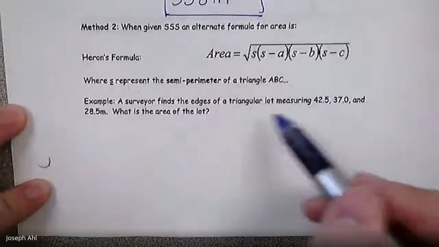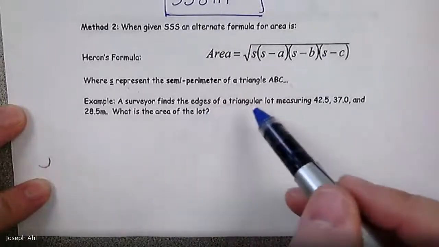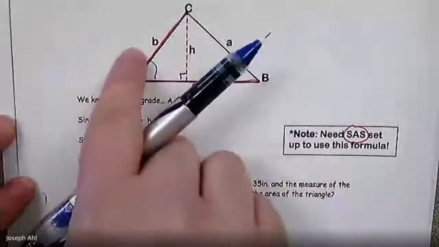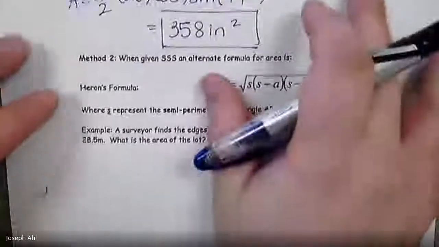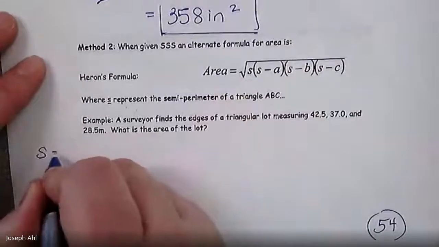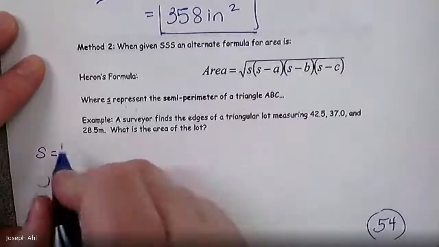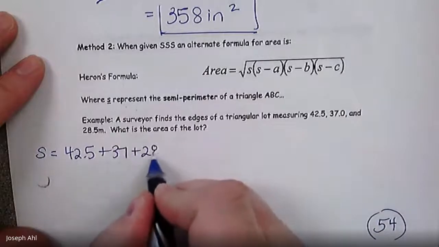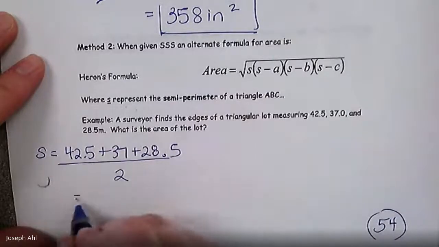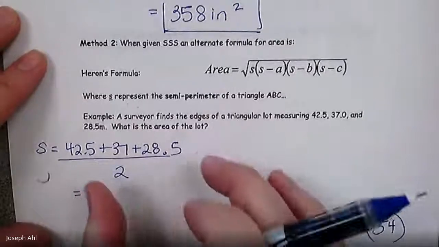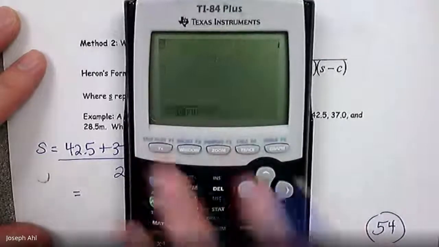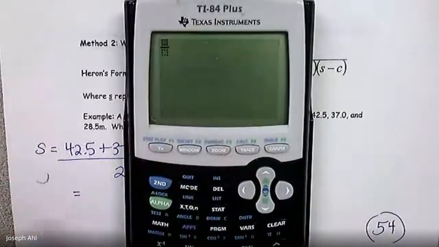So given 3 sides of a triangular lot, okay, a surveyor finds the edges of a triangular lot to measure these 3 lengths. What is the area of the lot? Well, we can't use the formula up here because I don't know the included angle for any of those sides. So let's find S, which is that semi-perimeter. You're going to take 42.5 plus 37 plus 28.5 and divide that by 2. It's not an average of the 3. It's a half perimeter. So take that perimeter, cut it in half. I'm going to do a fancy fraction just so I don't mess this up here.